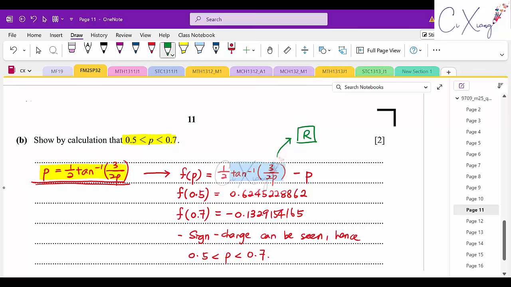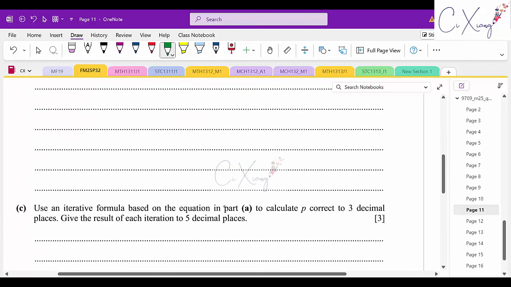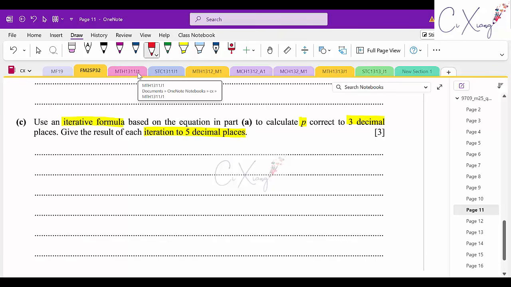Alright, so this is what you have for part B. So let's continue to part number C. For part C, they want you to use an iterative formula based on the equation in part A to calculate P correct to 3 decimal places, and then each iteration to 5 decimal places. So let's have a look at the equation first.